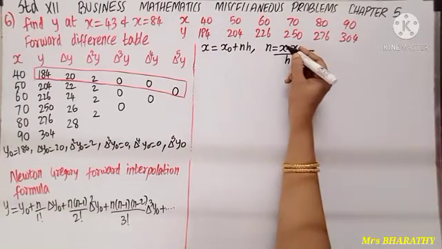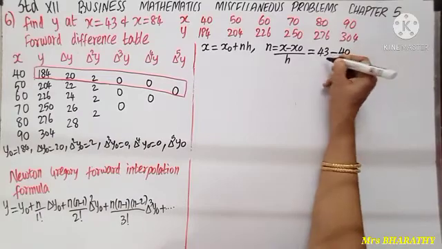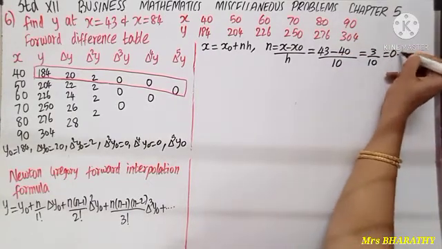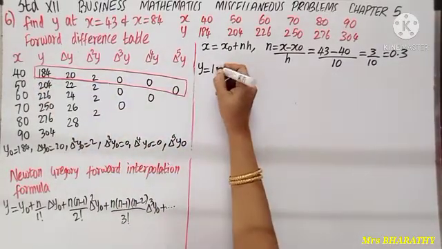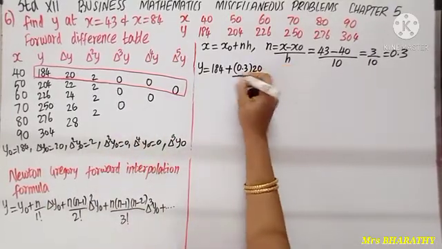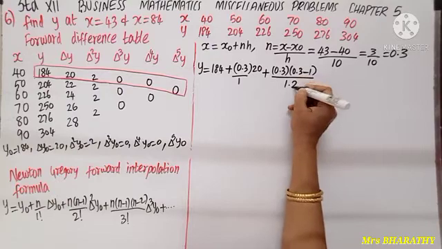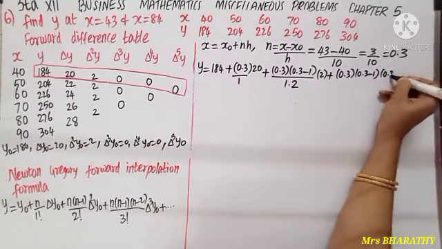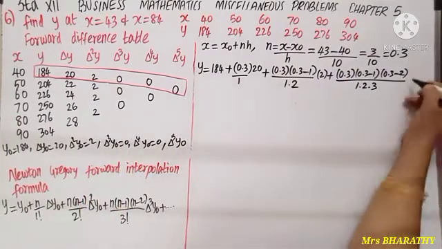In this question, x is the given value, that is 43. x0, the very first value, that is 40. h, the equal spacing, is 10, it is increasing. So n is 43 minus 40 by 10, or I can write 0.3. As we substitute in the formula, y equals y0, the value 184, plus n value 0.3 into del y0, 20 by 1 factorial, plus n into n minus 1, 0.3 into 0.3 minus 1 by 2 factorial, del square y0, plus n into n minus 1 into n minus 2 by 3 factorial into del cube y0. So the remaining are 0.